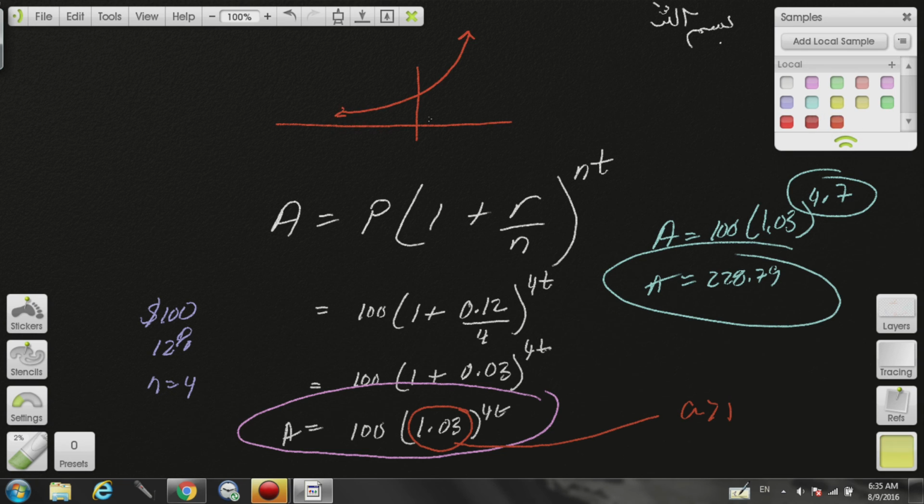Now also understand that this is real life, right? So time starts at time 0. This graph doesn't exist for negative times, because you're not going backwards in time. So this graph will, at least theoretically, look like this. So the domain here is restricted. The domain is t greater than or equal to 0. And the range, which is the y value here, A, is going to be greater than or equal to 100.